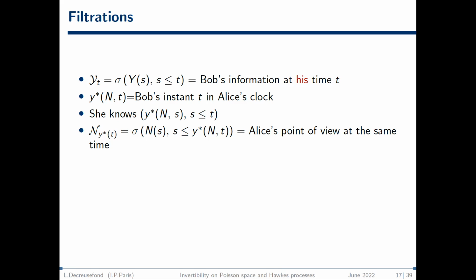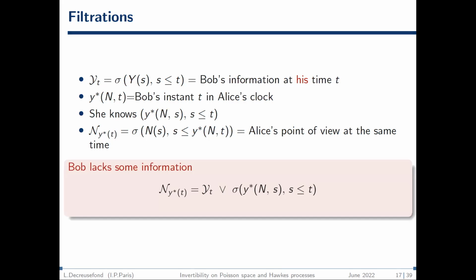Because it's exactly this. So what kind of information does Alice have more than Bob? Well, Alice knows n Y star of t, Bob knows Y of t, and the difference between the two is the history generated by the clock of Bob. So this is the information which Bob doesn't have. It is the link between his clock and her clock.